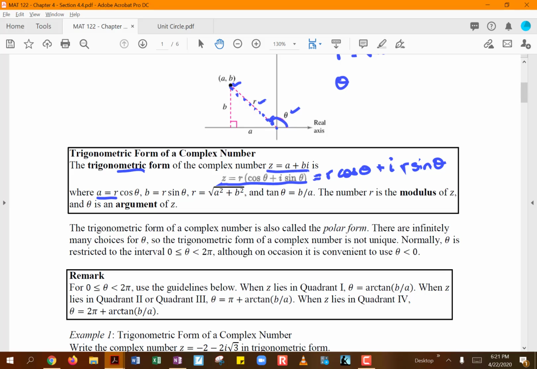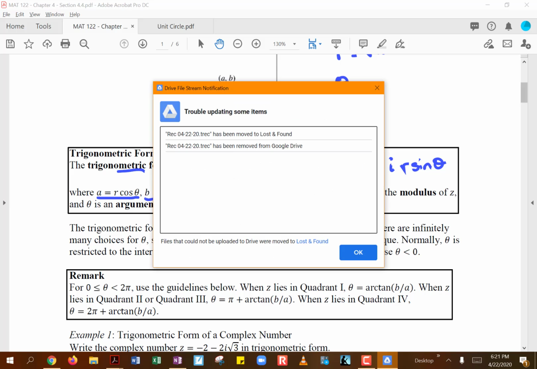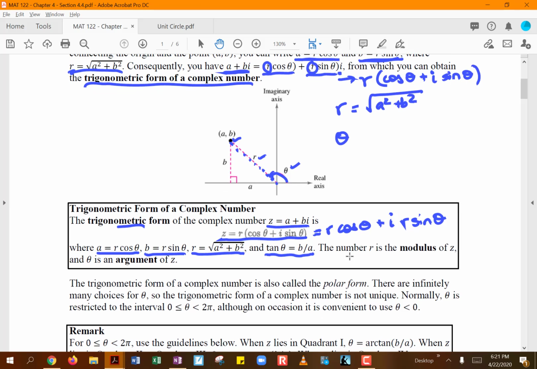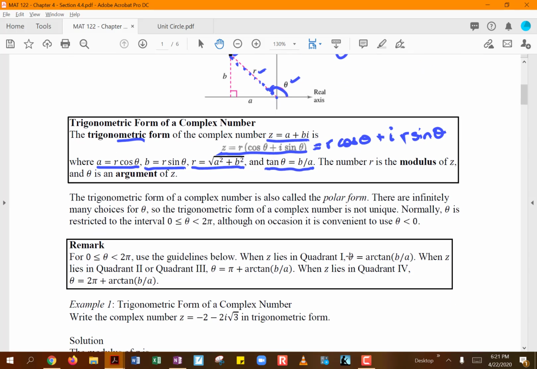So again, we're defining a as r times cosine theta, b as r times sine theta, r is defined as the square root of a squared plus b squared, and here's how we define tangent. We define tangent theta as b over a. So basically we are saying that if you take the tangent of this angle theta, you should get the value b over a, or basically you can use b over a to come up with the tangent of this angle theta over here.